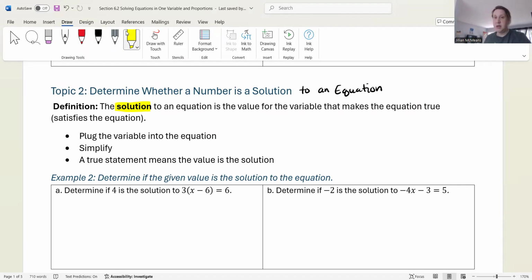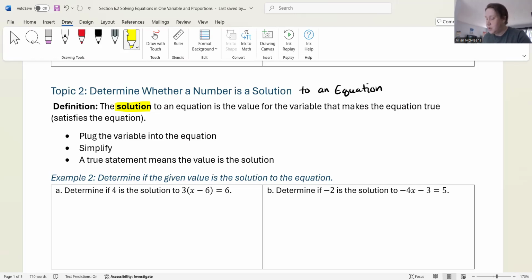So what you do is you take whatever value you were presented with, you plug it into the equation. You take whatever the value for the variable is that's been given to you, you plug it into the equation. So you kind of evaluate the entire equation for that particular value. And then if you're left with a true statement, that value is the solution. If you get a false statement, that value is not the solution.